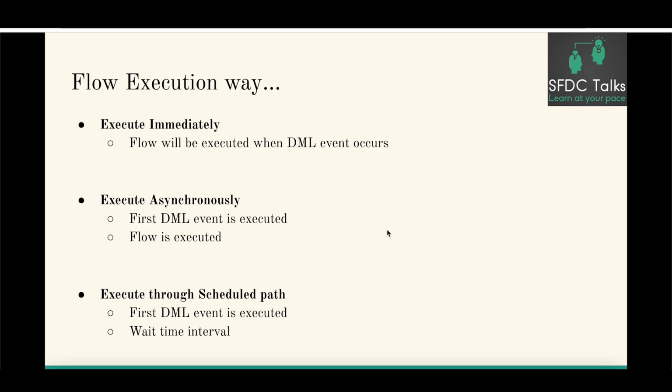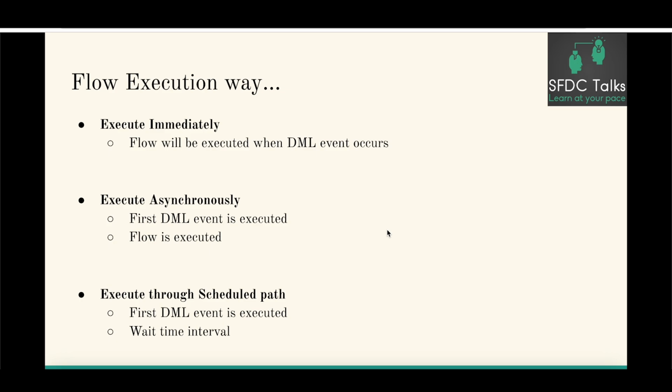But in the execute asynchronous way, whenever a DML event occurs, the flow and the DML related transaction execute as two different transactions. So two separate sets of governor limits will be created and they will be executed independently. That way we can have more governor limits when we are doing flow execution asynchronously.